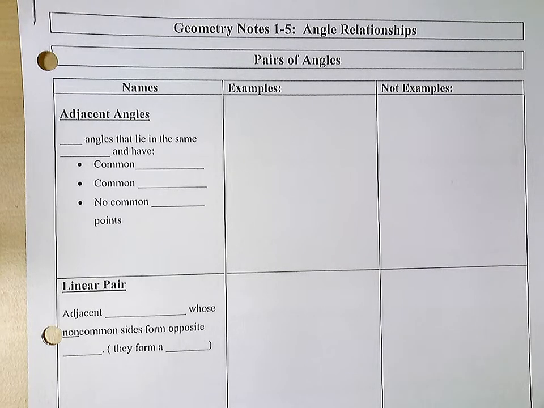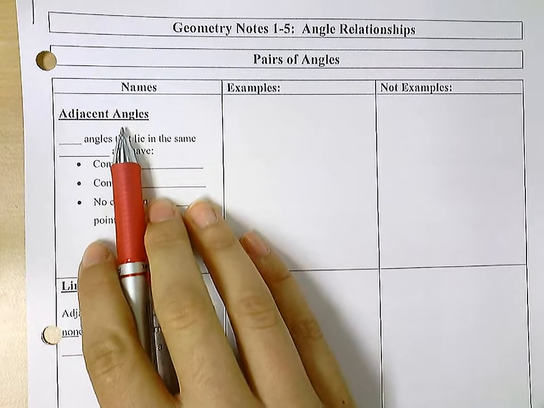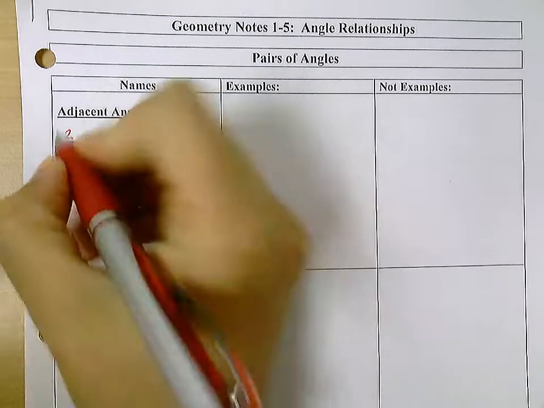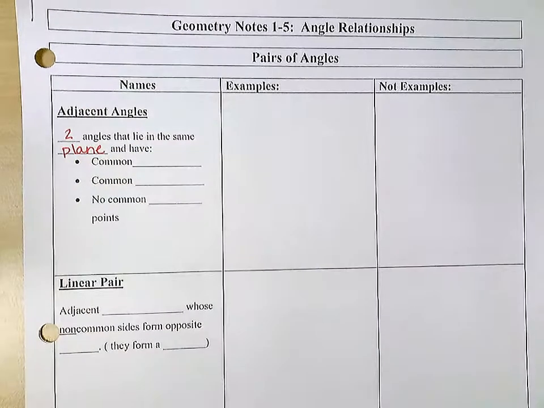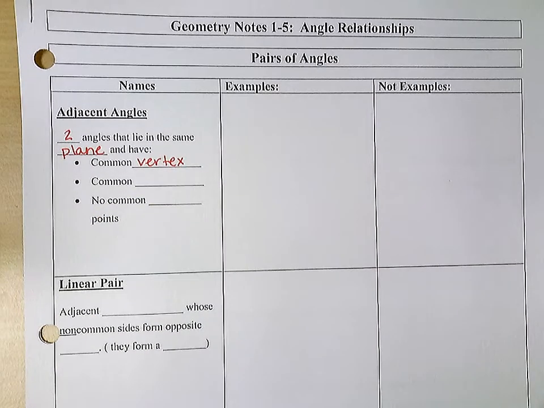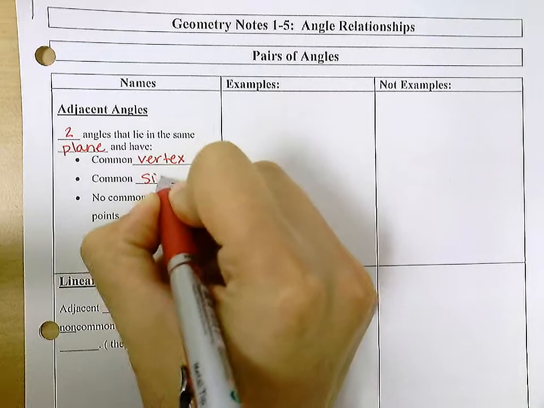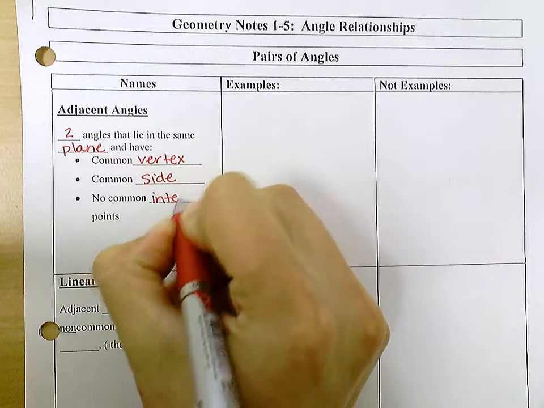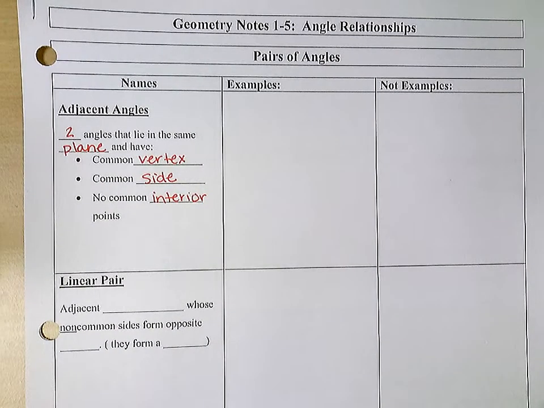So our first type of angle pair are adjacent angles. Okay, those are two angles that lie in the same plane. So your angles do have to lie in that same plane. And they have a common vertex. They share a common side. And they have no common interior points. And we did talk about what interior was yesterday. That's where the angle opens up and there's points on the inside of that angle.